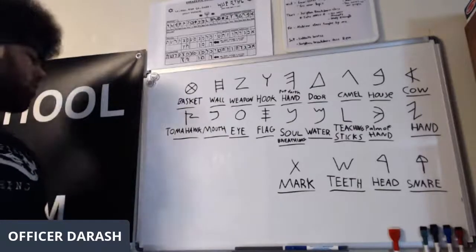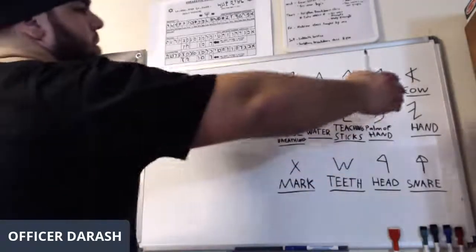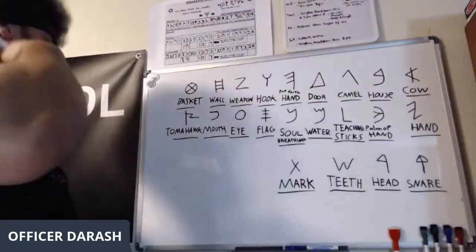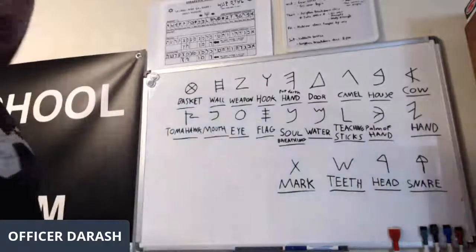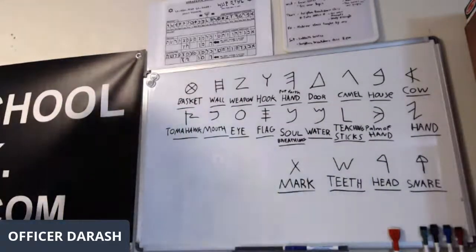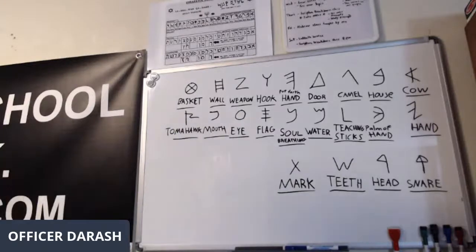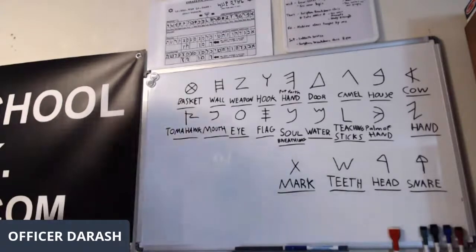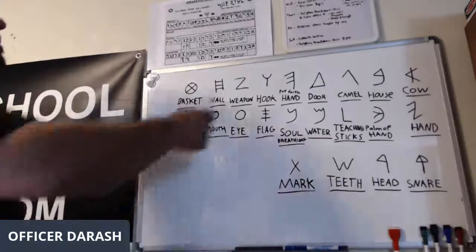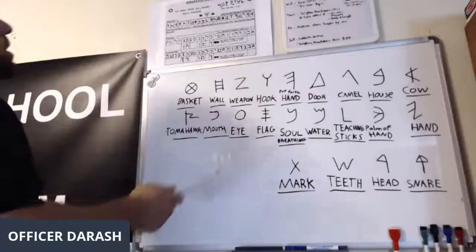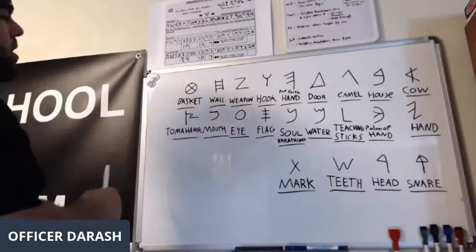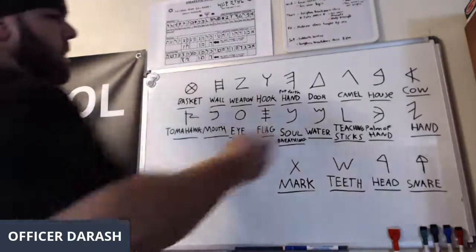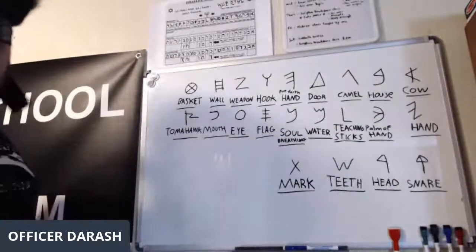Again, we're going to go over it again. The alap means cow. Bayat means house. Gamal means camel. The dalaf means door. The hada means to put forth hand. The wawa means hook. Zayan means weapon. Kama is wall. Tana, basket. Yad, hand.